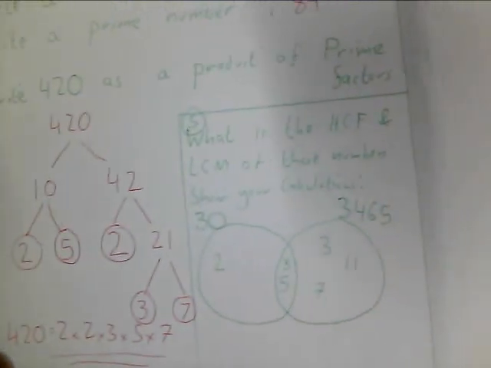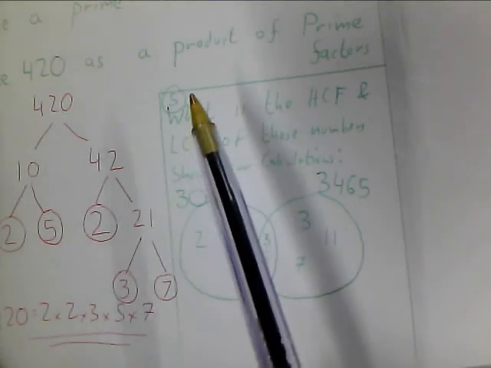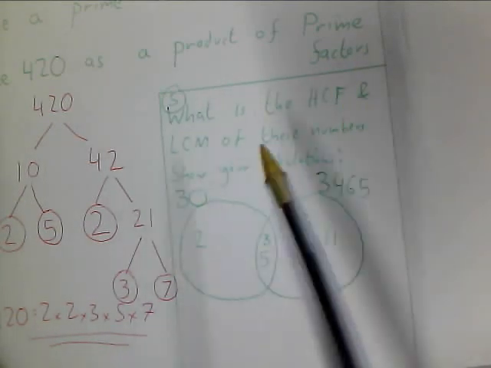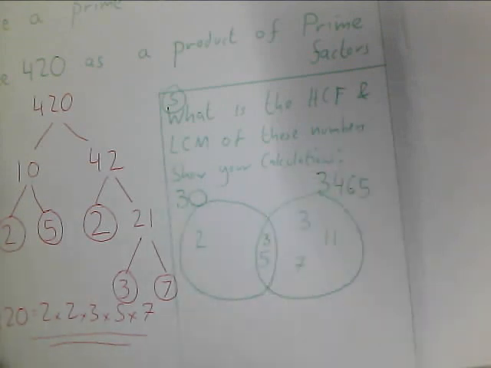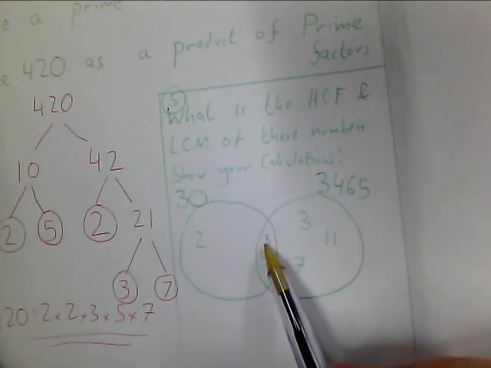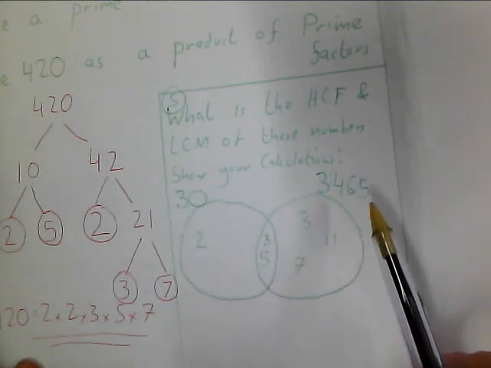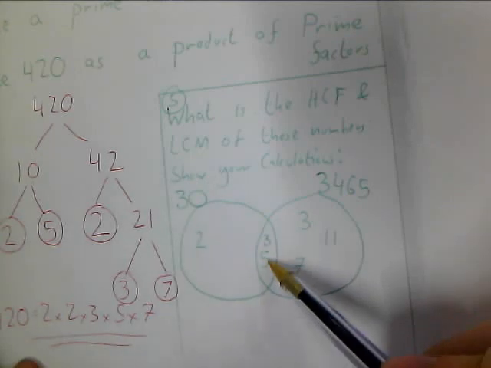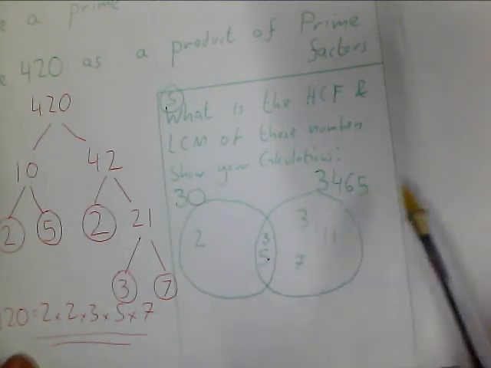Okay, let's have a look at this one. I've been given numbers in a Venn diagram, and I'm being asked to find the highest common factor and lowest common multiple of these numbers, and I must show my calculations. So 3 is a common factor for 30 and 3,465, and 5 is a common factor of 30 and 3,465.